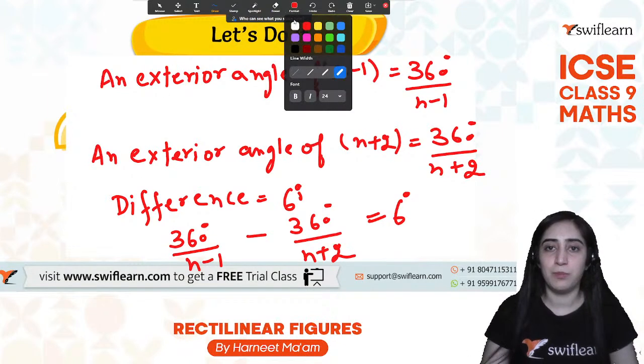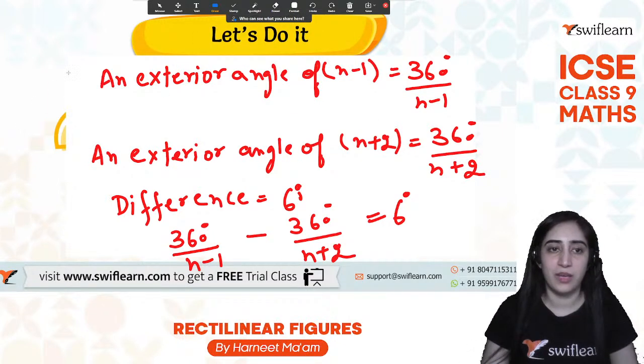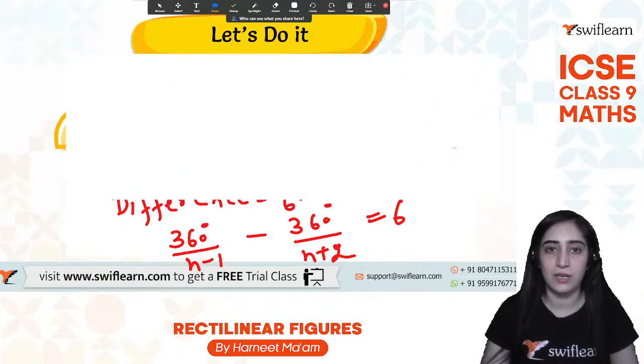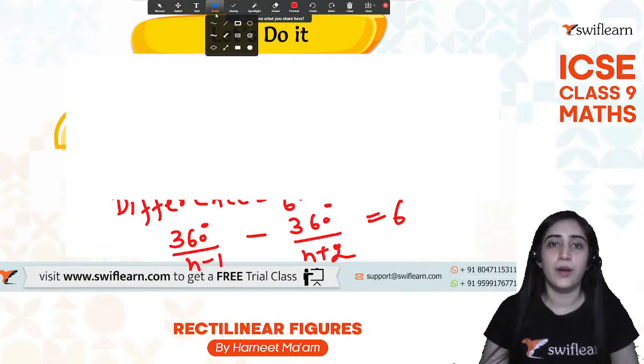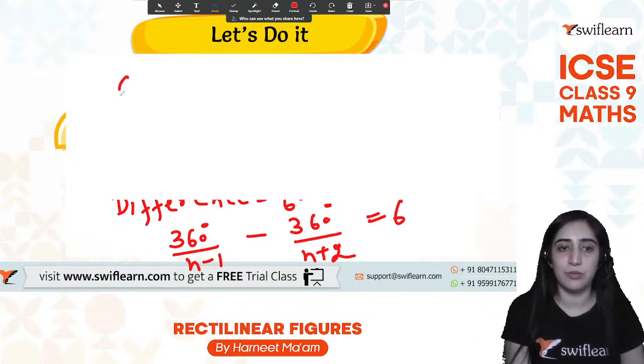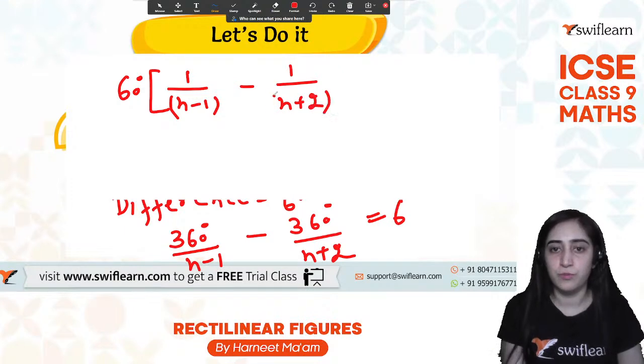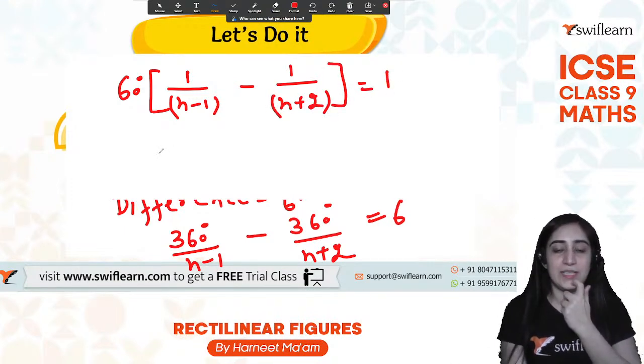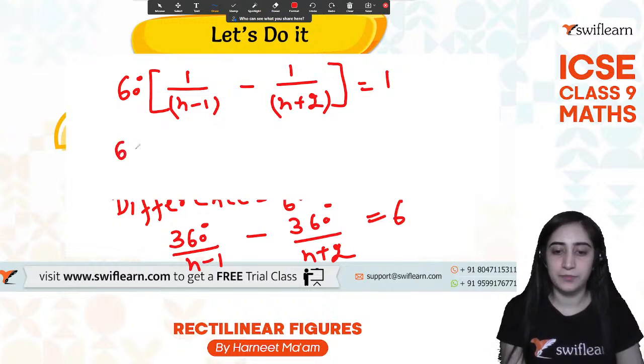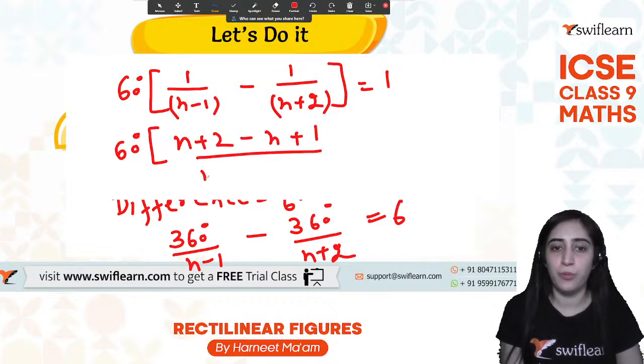So let's do that. Let me make another whiteboard on the top and we'll calculate from here itself. I'll keep the last one so that we know what to follow. Okay, so here we go. What do we get? This comes out to be 60 degree, bracket 1 upon n minus 1 minus 1 upon n plus 2 is equal to 1. So it becomes 60 degree, bracket n plus 2 minus n plus 1. I have directly opened the bracket, n minus 1 into n plus 2 is equal to 1.